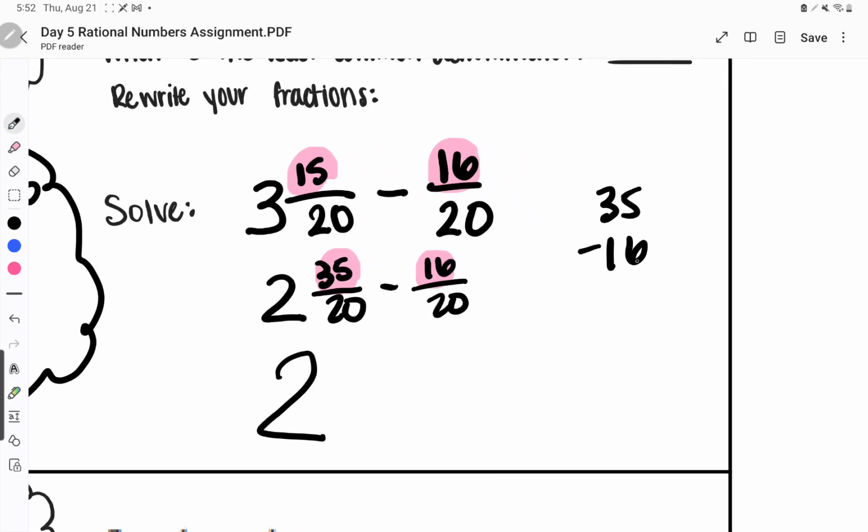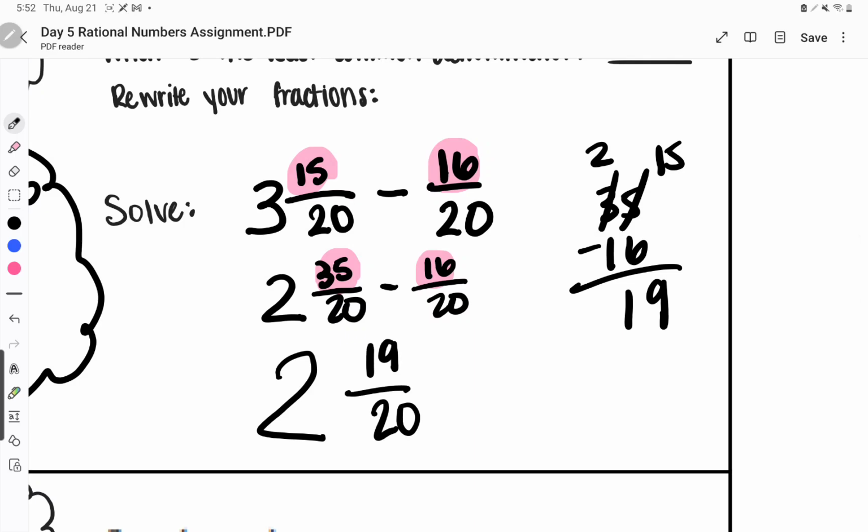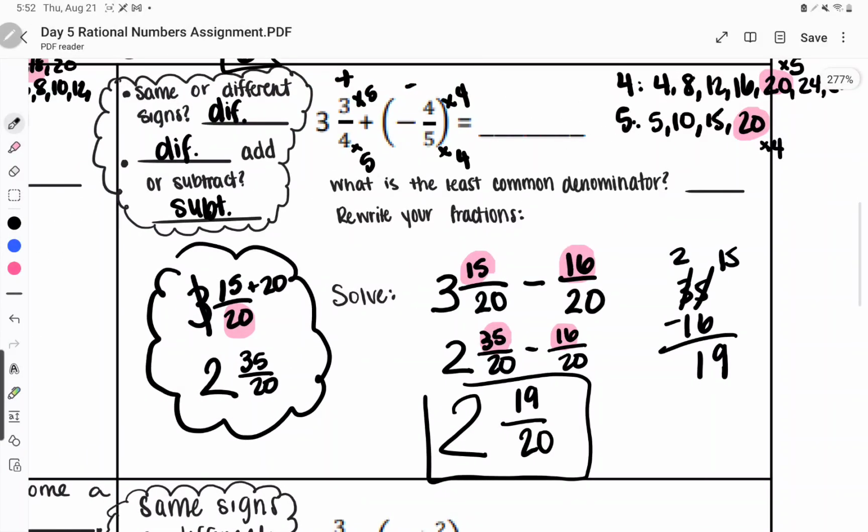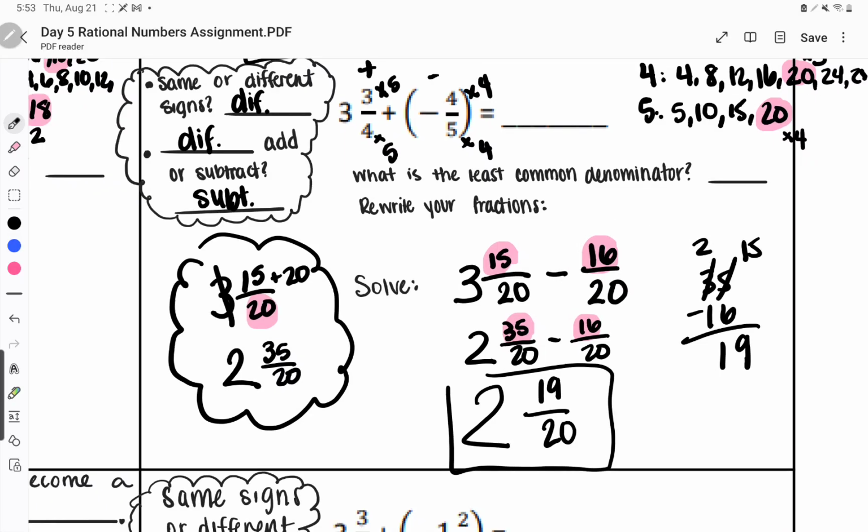35 minus 16. This 5 right here will turn into a 15. This 3 will turn into a 2. 15 minus 6 gives me 9, and then 2 minus 1 gives me 1. So that's going to be 19 over 20. We keep the sign of the bigger number. So which one is bigger, 3 and 15/20 or 16 over 20? 3 and 15/20 is bigger because this is literally less than 1 over here. So that's going to be positive.